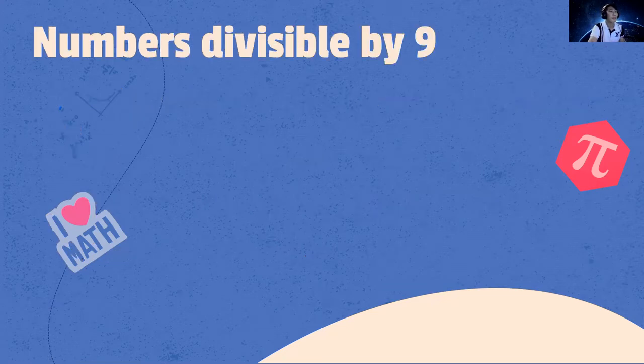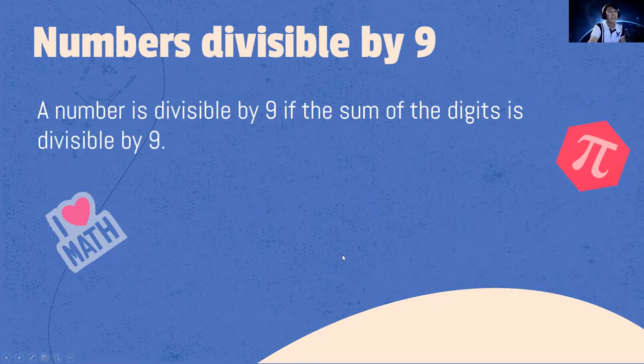Next one. Numbers divisible by 9. When are you going to know if numbers are divisible by 9? Here is the general rule. A number is divisible by 9 if the sum of the digits is divisible by 9. As simple as that. Just find the sum of the digits of the given number. If the sum is divisible by 9, therefore, the number is divisible by 9. That's redundant, but I'll be trying to explain it more.